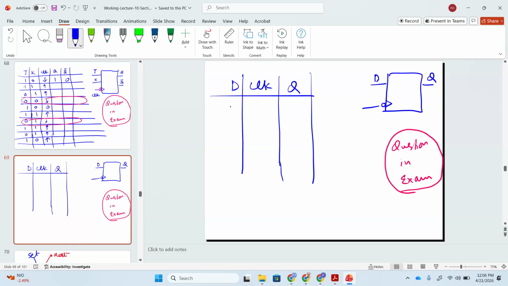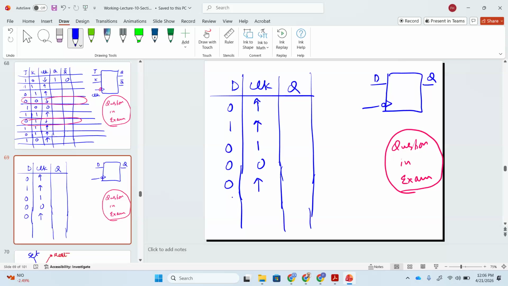Let's assume D is 0 and there is a rising edge of the clock, and then we'll get Q. Then we have D is 1, there is a rising edge of the clock, then we have 0, we have a logical 1, then we have 0, we have logical 0, then we have 0, we have the rising edge of the clock, and then we have 1, we have logical 1, and then we have 1, we have the rising edge of the clock. What will be the output?